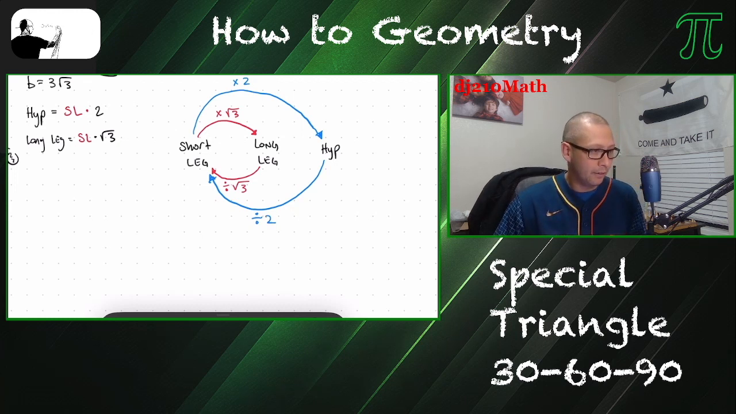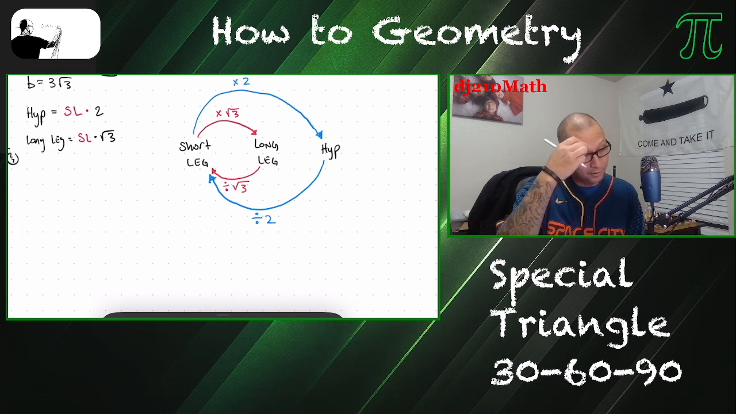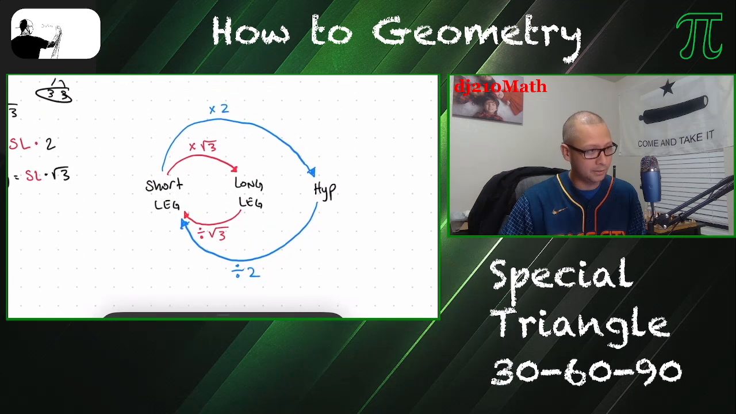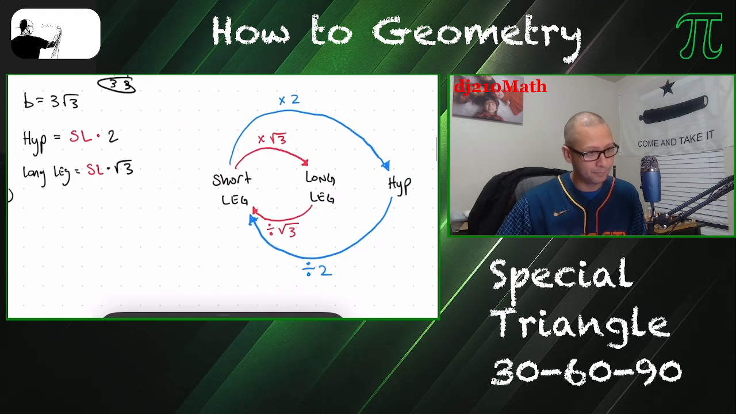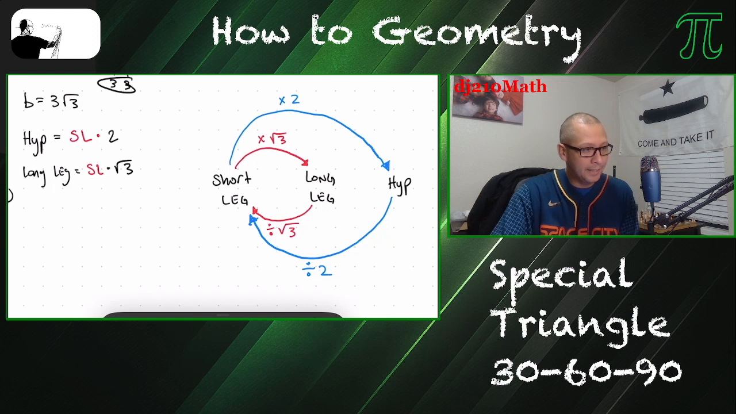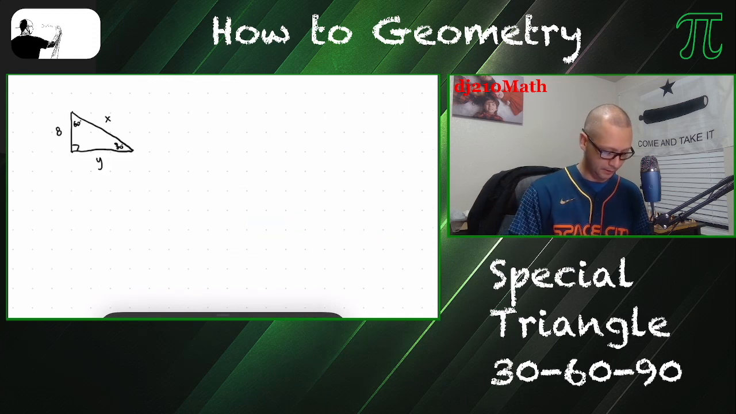So again, if I have the short leg, I can get to the long leg and the hypotenuse. If I have the hypotenuse, I can get to the short leg and then to the long leg. And if I have the long leg, I can get to the short leg and then the hypotenuse. So yeah, this chart here is pretty good. Probably commit this screen to memory. If you're taking any kind of notes, this would definitely be worth writing down. All right, so let's see some examples.